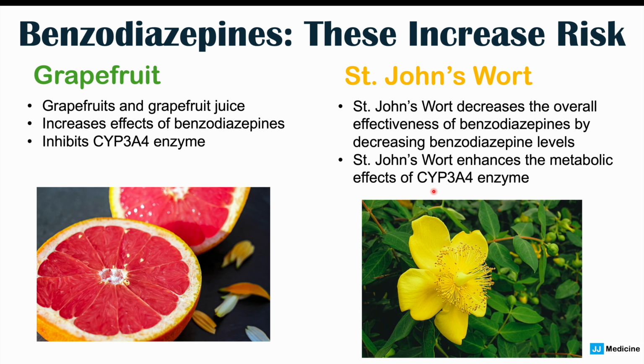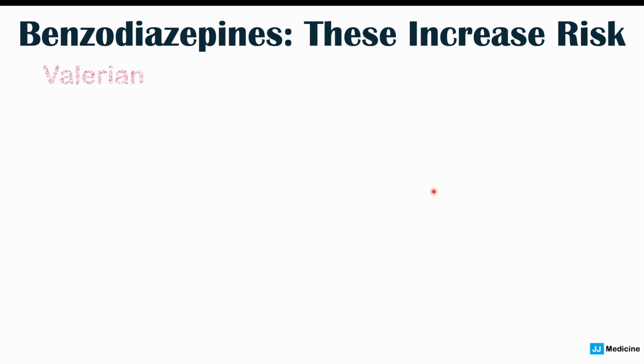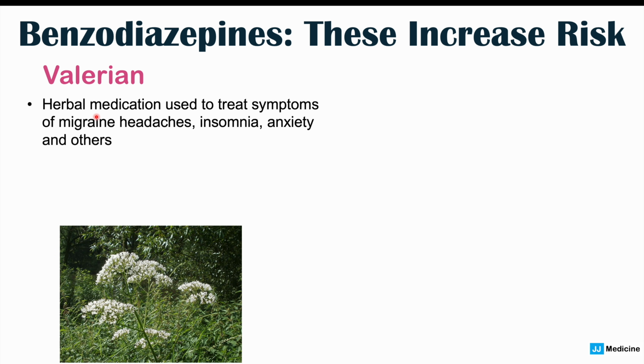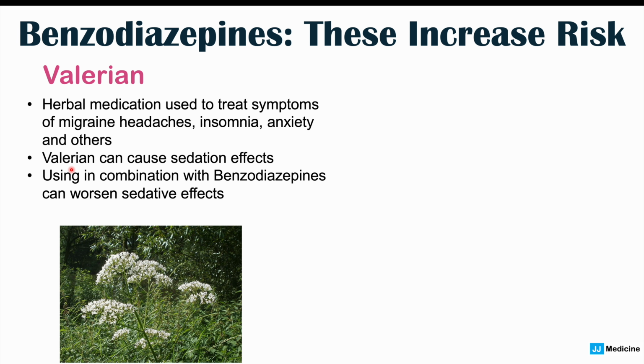So if patients are looking for anti-anxiety effects from benzodiazepines, they may not be as effective if you're also taking St. John's wort. Some other herbal medications that can interact with benzodiazepines include valerian. This is a herbal medication used to treat symptoms of migraine headaches, insomnia, and anxiety, among other conditions. The problem is that valerian can cause sedation effects as well. So when taken in combination with benzodiazepines, it can worsen sedative effects.